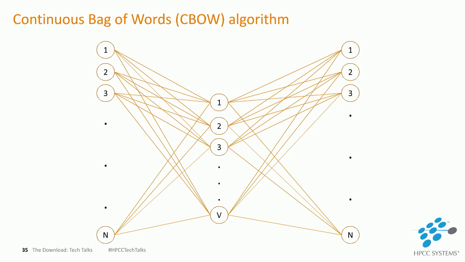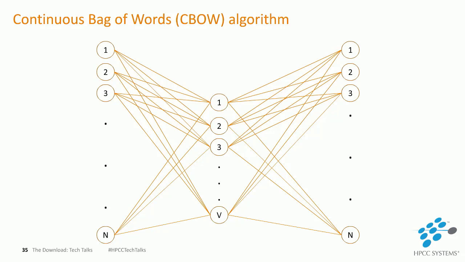There are many ways to do such an optimization. Some of the most successful methods use neural networks. TextVectors uses a particular neural network-based algorithm known as the continuous bag of words, or CBOW. CBOW uses a specialized three-layer neural network shown here. The inputs are on the left, the outputs are on the right, and there's a hidden layer in the middle.